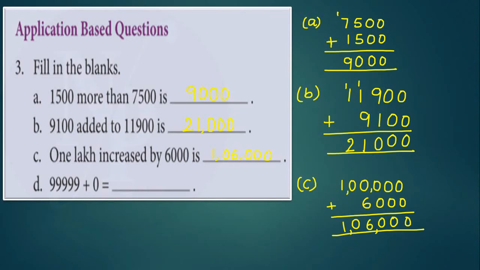Coming to D, here we have 99,999 plus 0. We know that adding 0 to any number, we get the same number. So therefore 99,999 plus 0 is 99,999. So like this, solve these questions, find the correct answers and fill in the blanks.